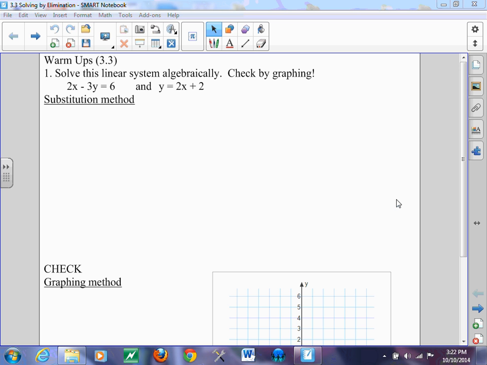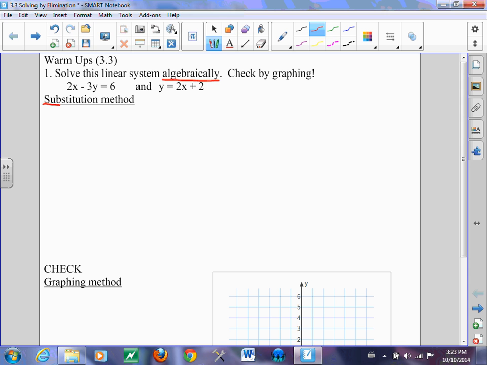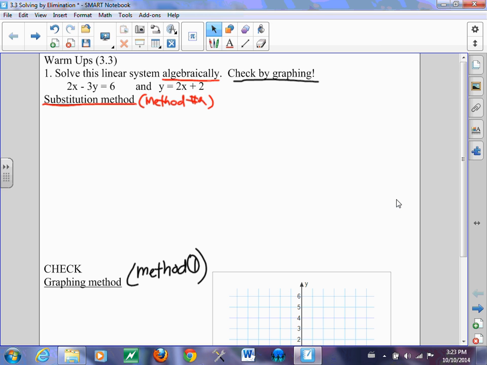Before we hit the third method, let's quickly do the warm-up and review the first and second method of solving. So let's take a look at this warm-up. Number 1, solve this linear system algebraically. The only method we know so far algebraically is the substitution method, so that's currently method number 2, which we just learned last class, and then check by graphing. That's another method, and that's your method 1 that we learned in the first lesson of this unit.